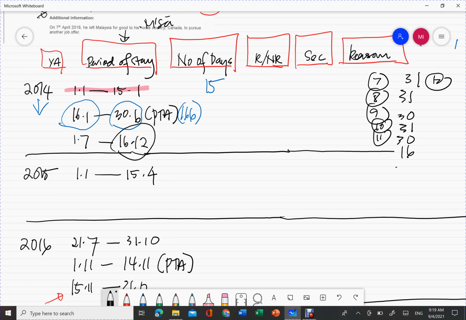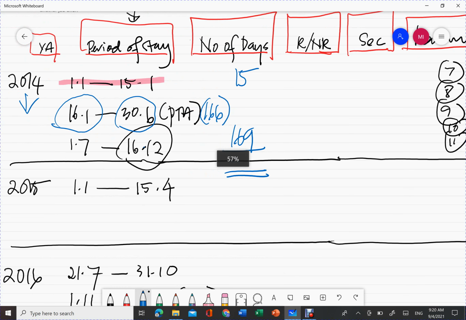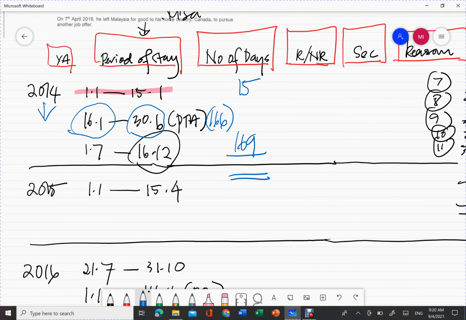So kita campur ni. Okay, so you're going to get 32 campur... awak akan dapat 169 hari. 169 hari dia memang dekat Malaysia. So kita akan tulis kat sini 169. And then what you're going to do, kita akan tambahkan. Okay, awak tambah 169 campur 15. So he was in Malaysia for 184 days.